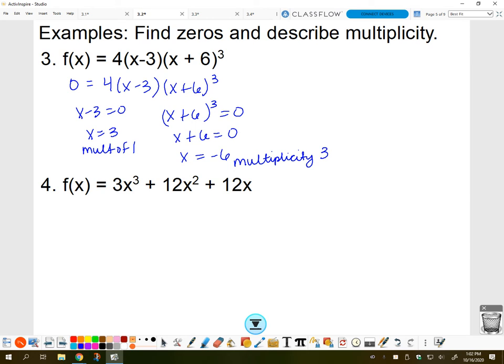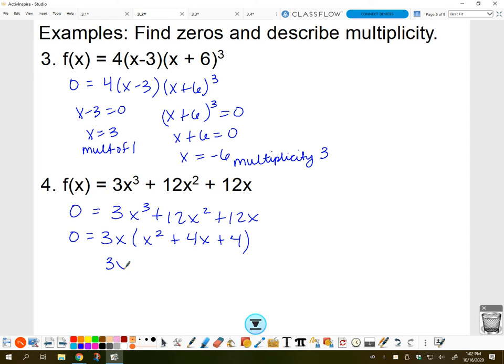All right. So number 4, we're going to make it equal to 0. This one's not nice and factored for us. We got to do that part ourselves. So looking at what I have, I believe I can take out a GCF of 3x. So that leaves me x squared plus 4x plus 4. And then this factors to x plus 2, x plus 2. I can solve it from here, or I can write this as x plus 2 squared. That's a personal preference.